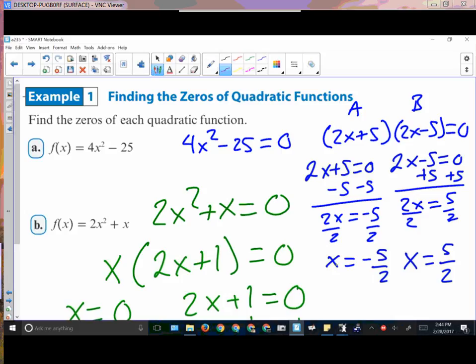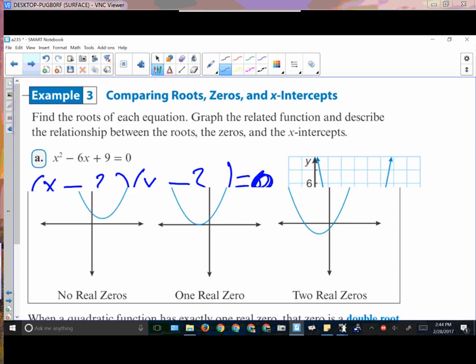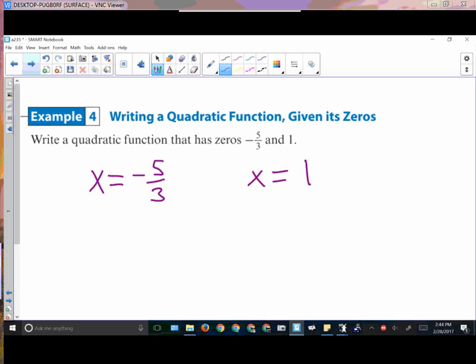So what could I do to both sides to get rid of the fraction? Multiply by 3. Undo what was done. We divided by 3 to get to this. We go backwards, we multiply. So that means that I'm going to multiply both sides here by 3. So now I end up having 3x is equal to negative 5.